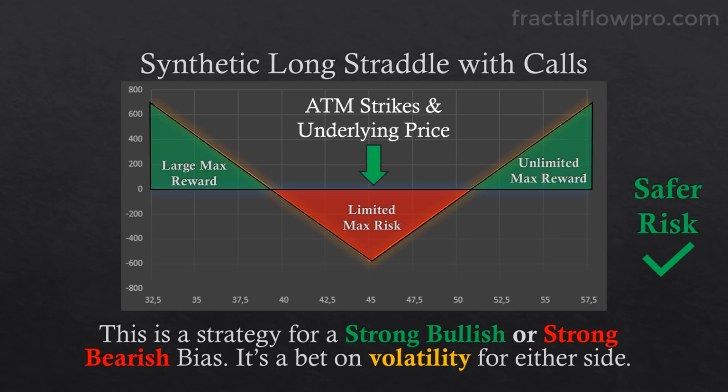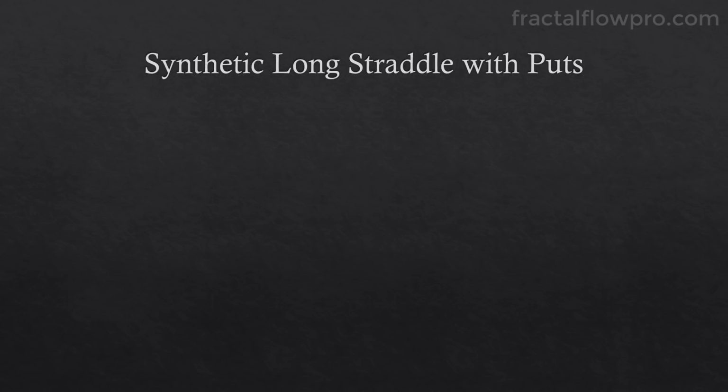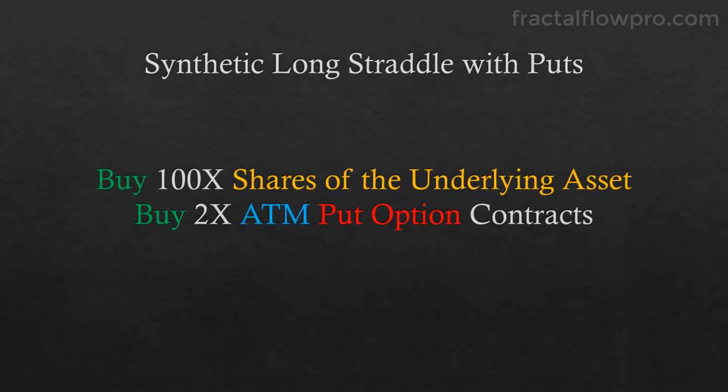We can also form a synthetic long straddle using a combination of the underlying and put option contracts. That involves buying 100x shares of the underlying asset and buying 2x number of at-the-money put option contracts.